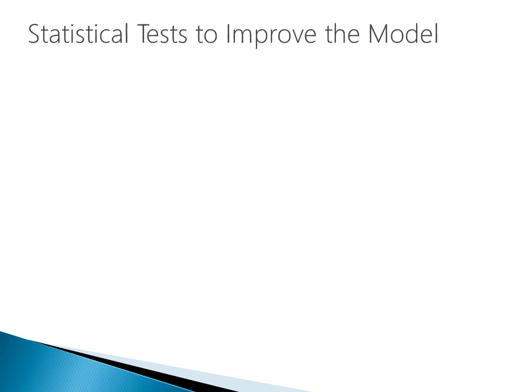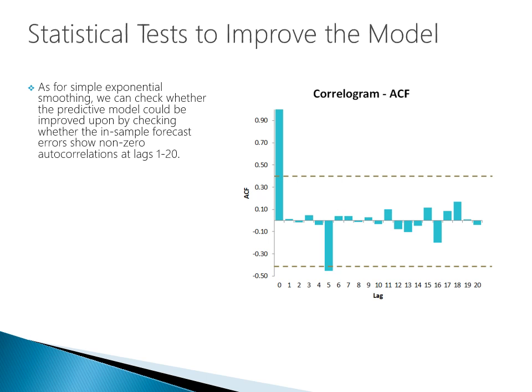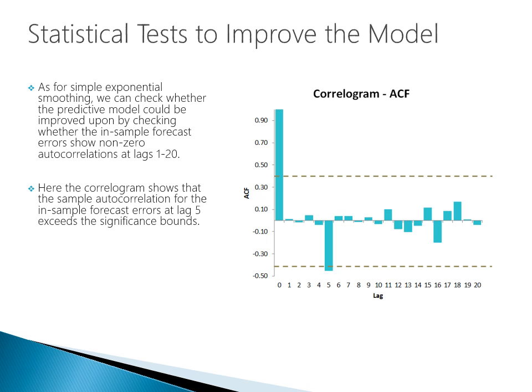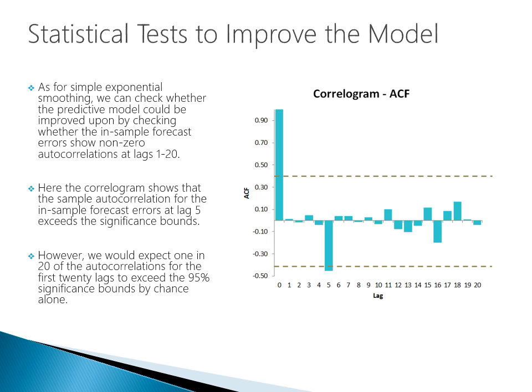Let's talk about some statistical tests that we can use to continue to improve upon this model. As for simple exponential smoothing, we can check whether the predictive model could be improved on by checking whether the in-sample forecast errors show non-zero autocorrelations at lags 1 to 20. Here is the correlogram, which shows the sample autocorrelation for the in-sample forecast errors at lag 5 exceeds the significance bounds. However, we would expect 1 in 20 of the autocorrelations for the first 20 lags to exceed the 95% significance bound by chance alone.